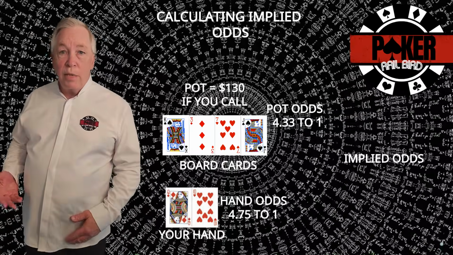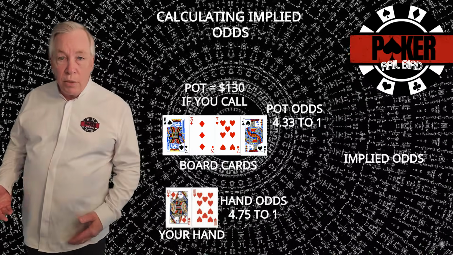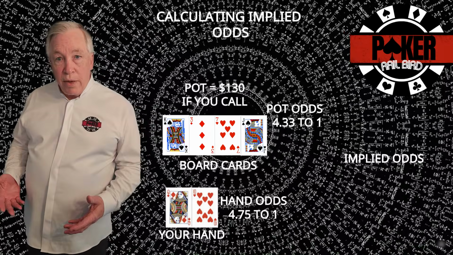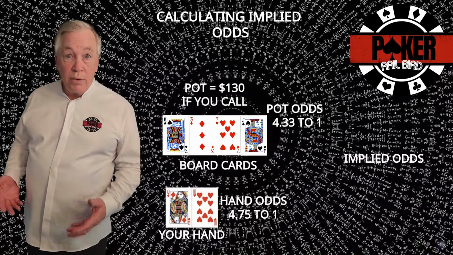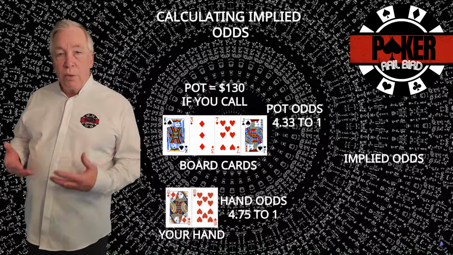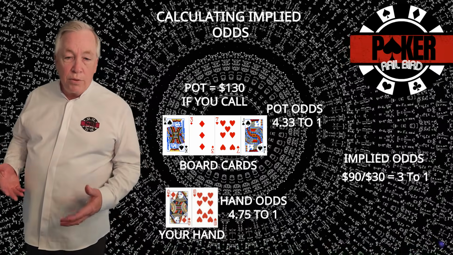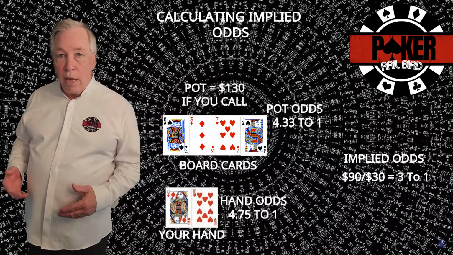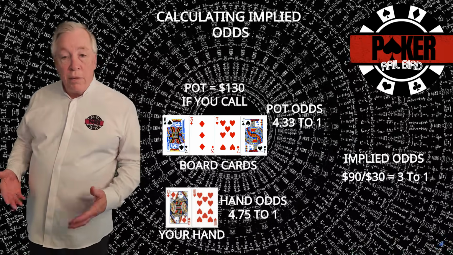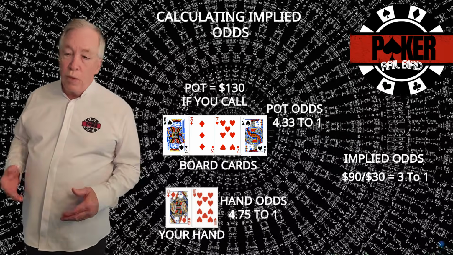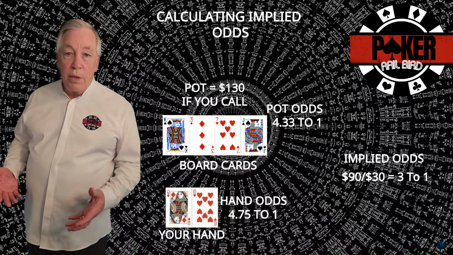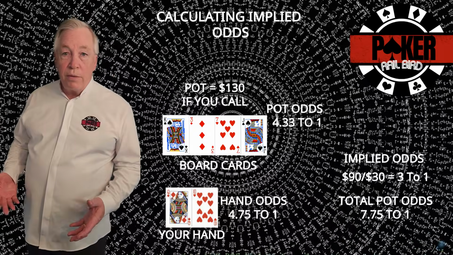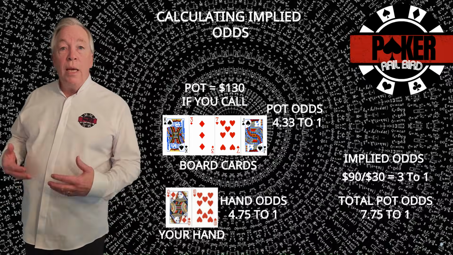If you believe that hitting your straight will allow you to win additional money on future bets, you can factor that into your decision. For example, if you estimate that you can win an additional $90 from your opponent on the river if you complete your straight, your implied odds would be $90 divided by $30, or 3-to-1 implied odds, now giving you total pot odds of 7.75 to 1 if you hit your hand.